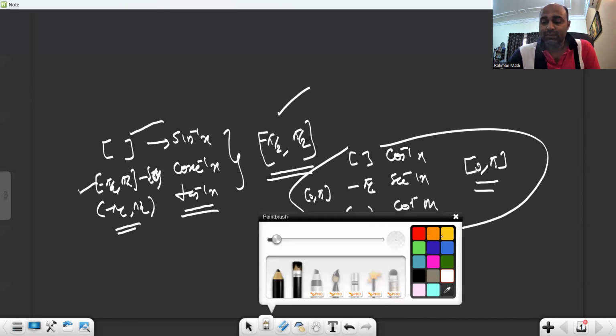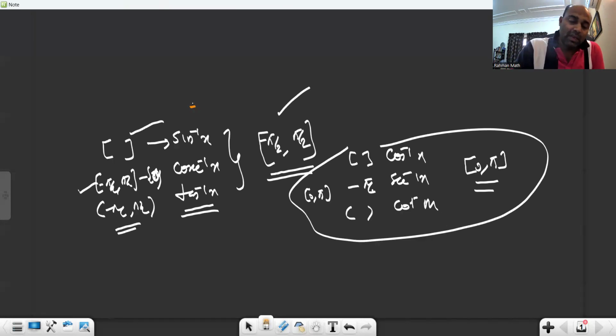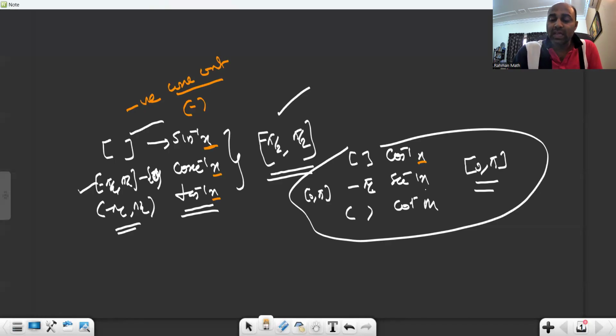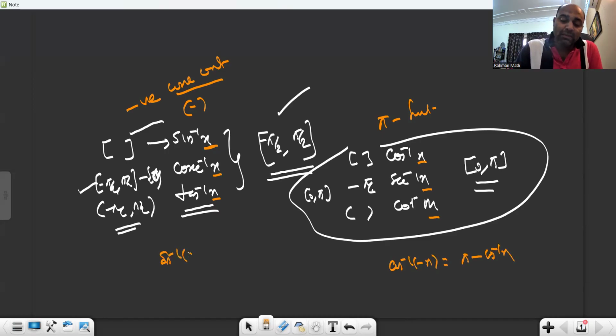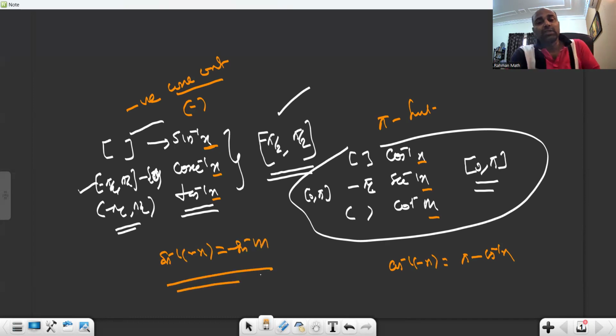Please write this somewhere. If a negative sign is coming inside instead of x, if it is negative x, the negative will come out. But for cos inverse, if negative x is coming, it will be pi minus the same function. That means cos inverse of negative x is pi minus cos inverse x. But sine inverse of minus x will be minus of sine inverse x. Don't forget this much idea. If you remember this much, you can solve 90% of the questions in this chapter.